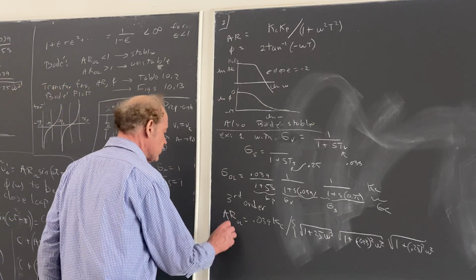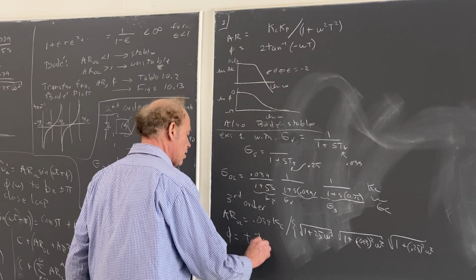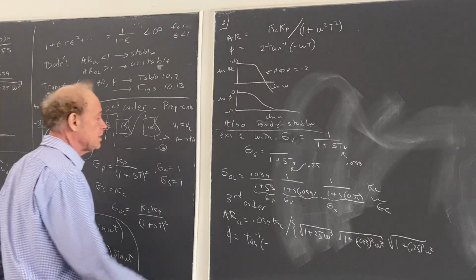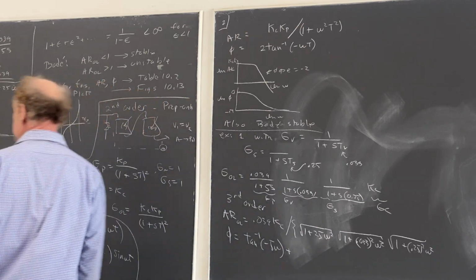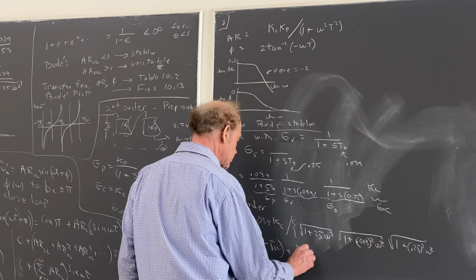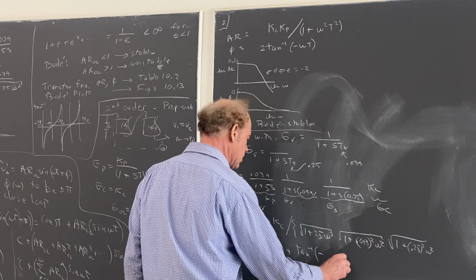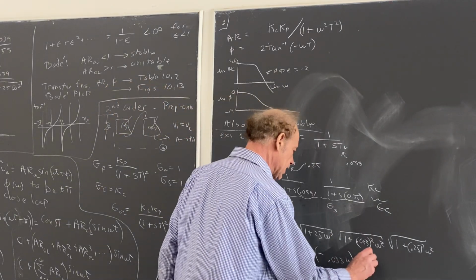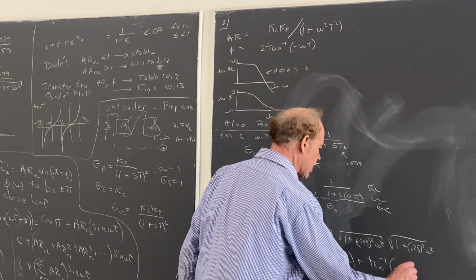And how about phi? Well, phi is the arctangent of minus 5 omega, plus, because of course I add them, plus the arctangent of minus 0.033 omega from here, same formula, plus the arctangent of minus 0.25 omega.